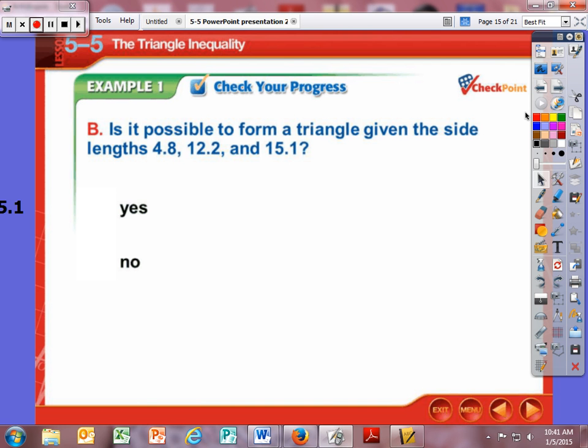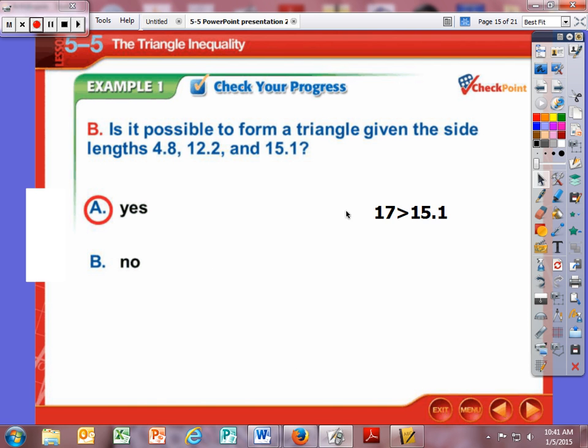One more, again, feel free to pause the video and do it yourself before you hear the answer. We have a 4.8, a 12.2, and a 15.1. Okay, so again, you're going to add those two shorter ones, 4.8 and 12.2. Because we get 17, it is greater than 15.1, so we're going to say yes, that does form a triangle.